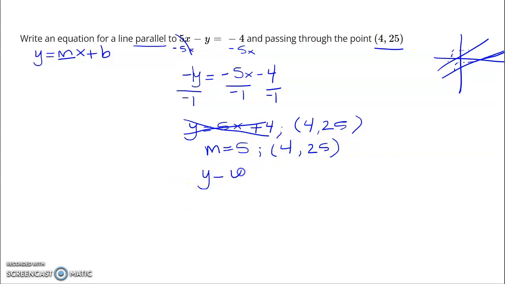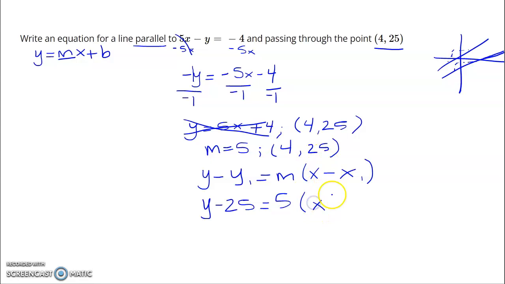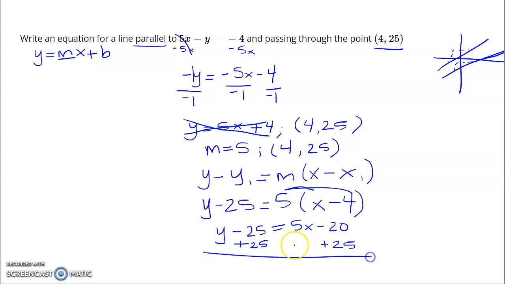We'll do point-slope form, so y minus y1 equals m times x minus x1. We get y minus 25 for our y1 point equals 5 for m, and then x minus 4. All right, we're going to solve this now. Let's distribute in that 5. So we get y minus 25 equals 5x minus 20. We'll add 25 to each side to finish solving. Those cancel, so we get y equals 5x plus 5.